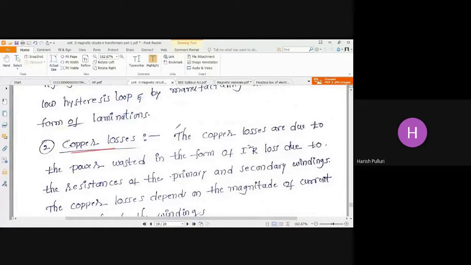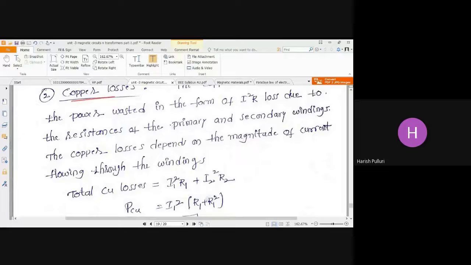Copper losses means the losses which occur in the primary winding and secondary winding. The winding has some resistance. Due to this resistance, some amount of power is wasted. Similarly in the secondary winding also, due to its resistance, some amount of power is wasted.